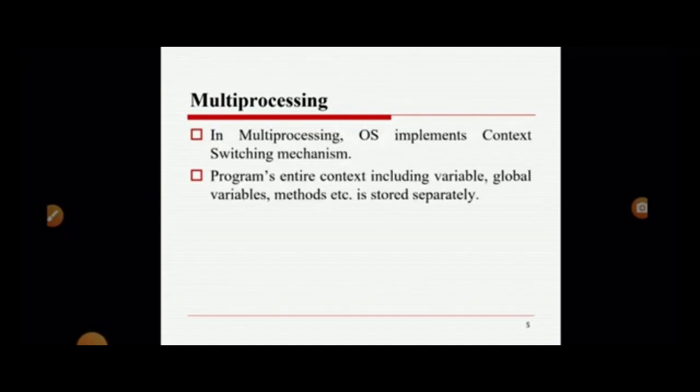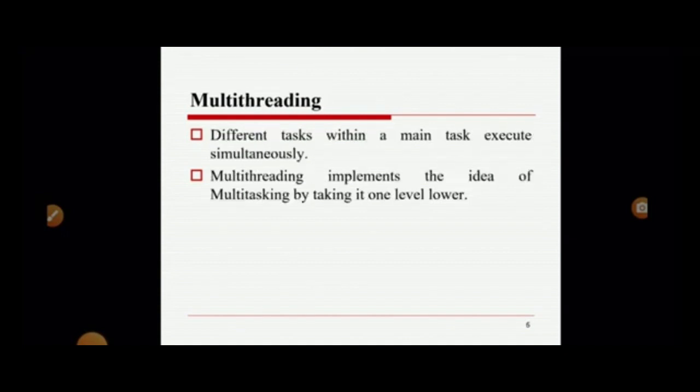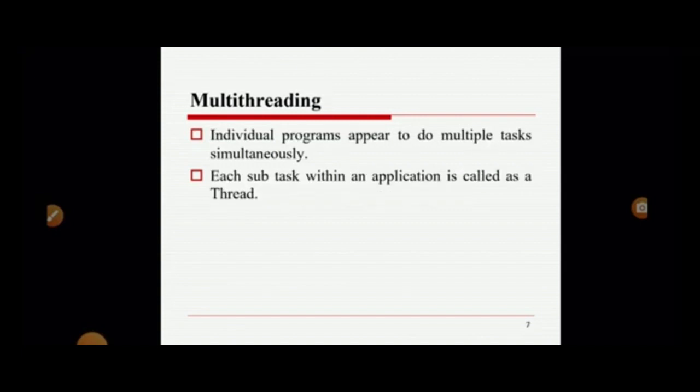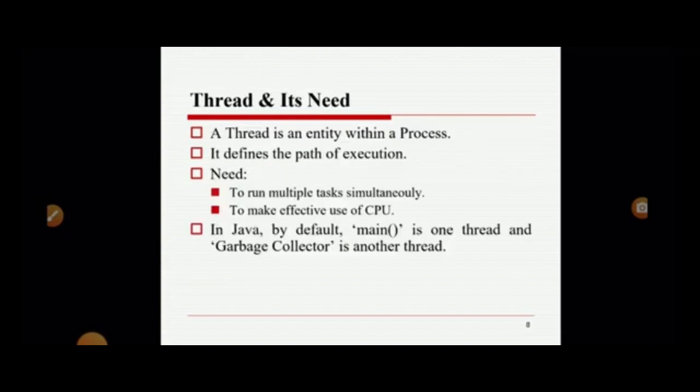In multiprocessing, the OS implements a context switching mechanism. That is, the program's entire context, including variables, global variables, methods, etc., is stored separately. But in multi-threading, the different tasks within a main task execute simultaneously. Multi-threading implements the idea of multitasking by taking it one level lower. So what is multi-threading? The individual program appears to do multiple tasks simultaneously. Each subtask within an application is called a thread.